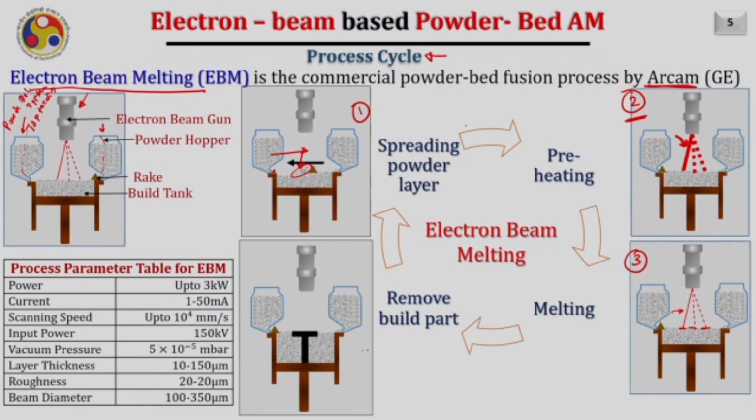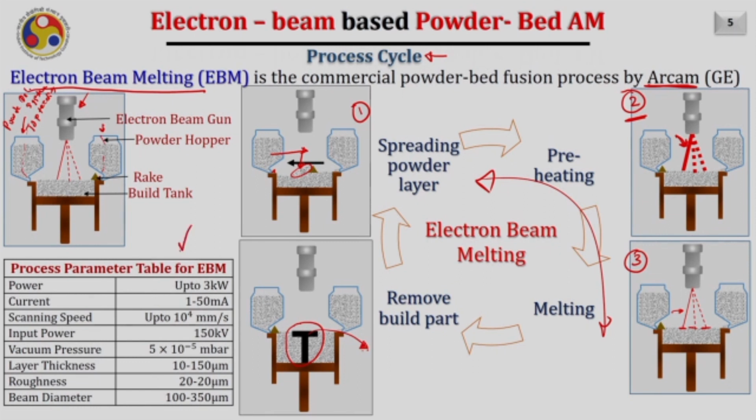So this process from 1 to 3 repeats itself again and again, and hence you can build the part as per the requirement. Finally, once the entire part is built as you are seeing in this diagram, it can be removed and the loose powder can be removed from here.